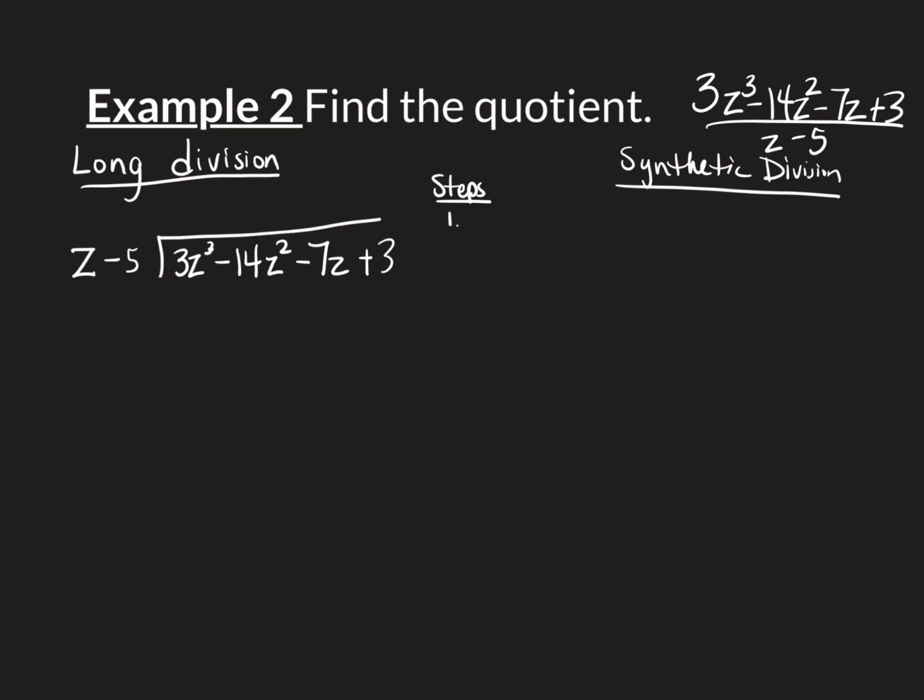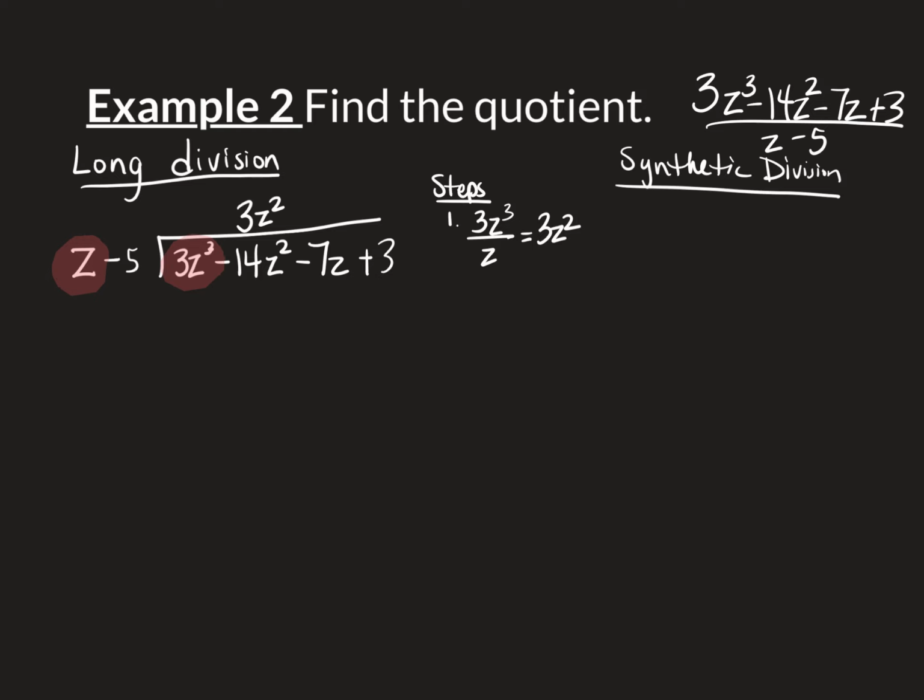Step 1. You divide the first term of the dividend with the first term of the divisor. So that's what we're going to do first. We're going to do 3z cubed divided by z. And that would be 3z squared. That answer goes above its like term. So positive 3z squared.